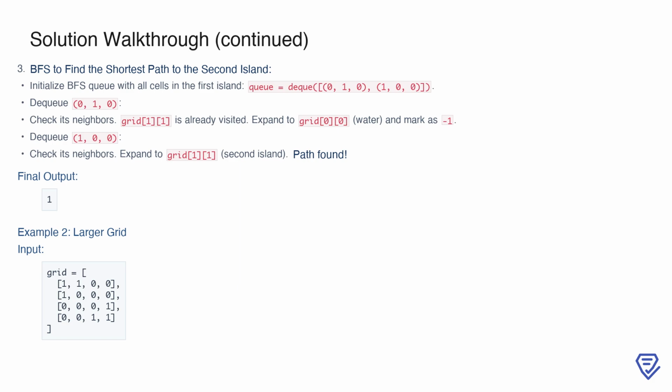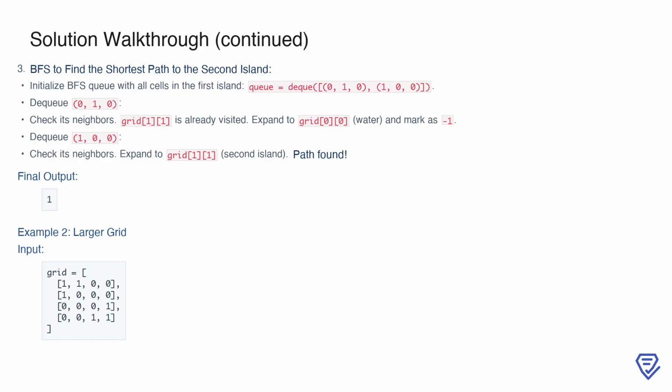island to the second. We start by initializing the BFS queue with all cells that are part of the first island, which in this case are (0, 1, 0) and (1, 0, 0). These tuples represent the row, column, and the initial distance of 0. We then begin processing the queue. First, we dequeue (0, 1, 0) and examine its neighbors. One of its neighbors, grid[1][1], has already been visited, so we skip it. Another neighbor, grid[0][0], is a water cell, so we expand to this cell, marking it as -1 and adding it to the queue.